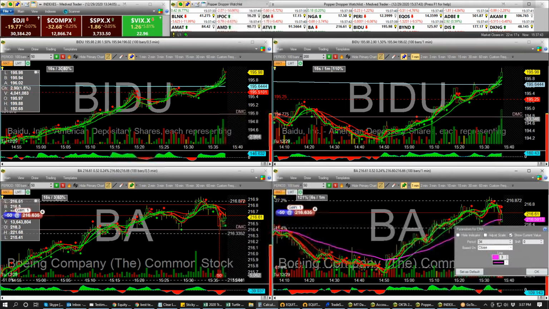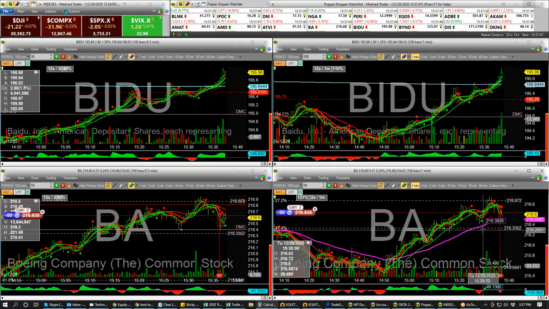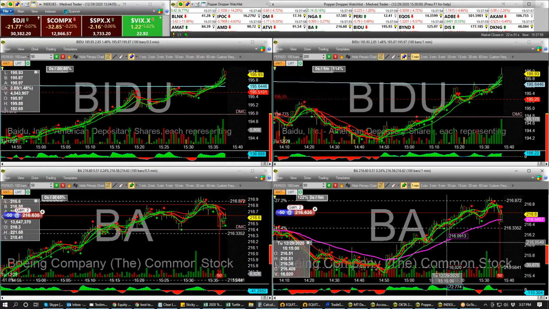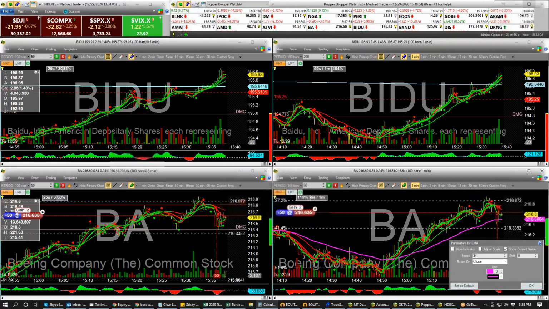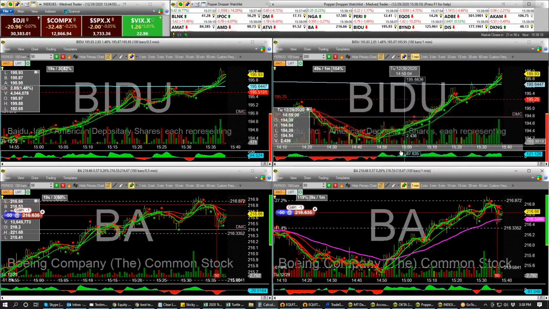This is a 34. I just put that in. That's from, who was it that uses that? Fret? Fret uses a 34 EMA on a 1 minute. And that kind of comes down and bounced off that.